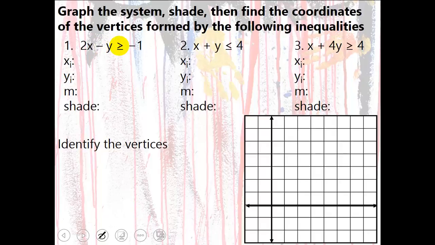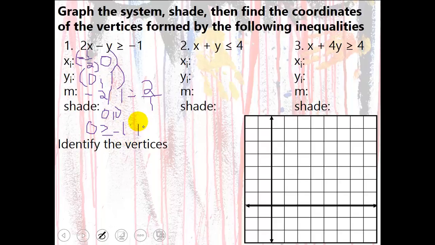2x minus y is greater than or equal to -1. So my x-intercept, plug in 0 for y. So that means I'm going to get -1/2, comma 0. My y-intercept is 0, comma 1. My slope is -2 over -1, which is 2. And if I plug in 0, 0, is 0 greater than or equal to -1? True. Towards. Okay.